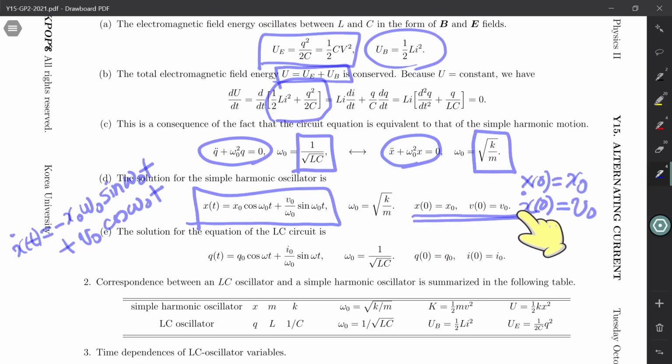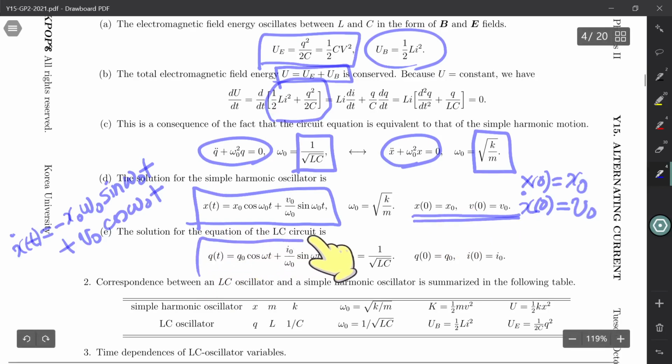In a similar manner, the charge Q saved inside the parallel plate capacitor of an LC circuit can also be expressed in a similar form. We need to put omega 0 here.